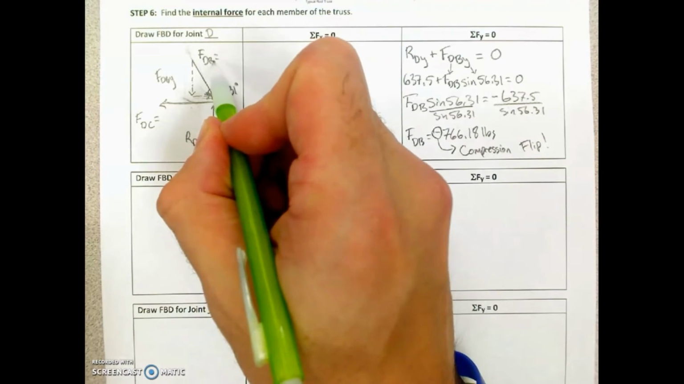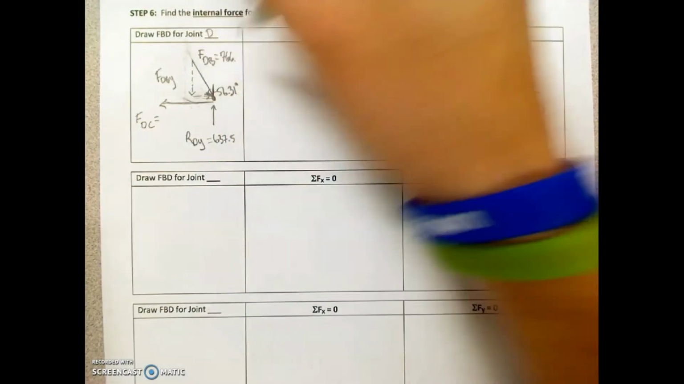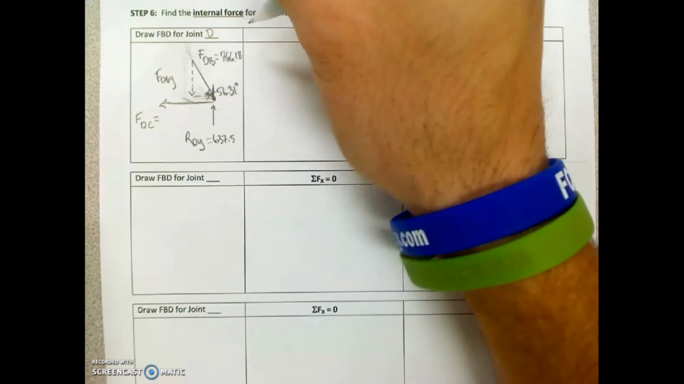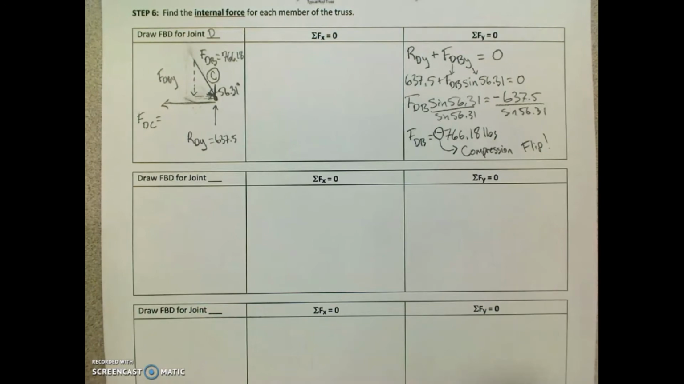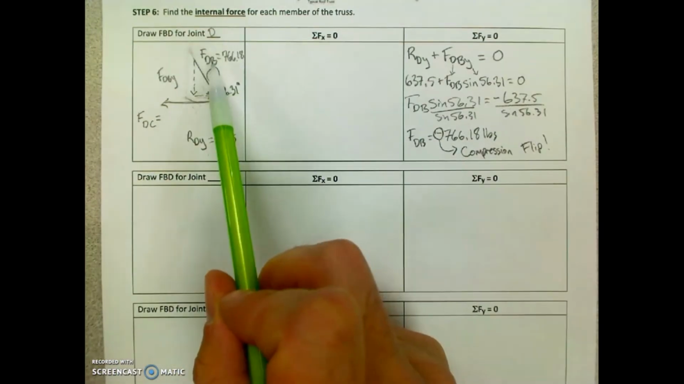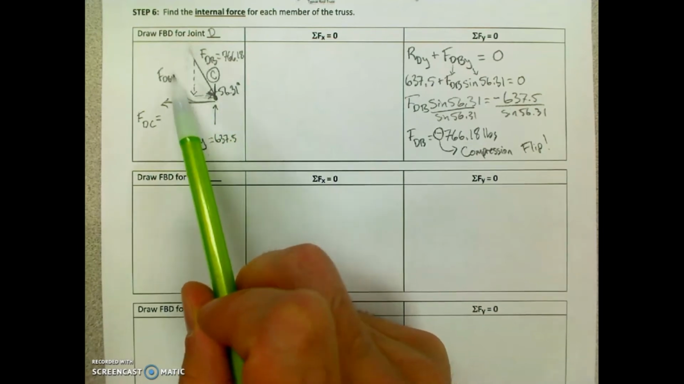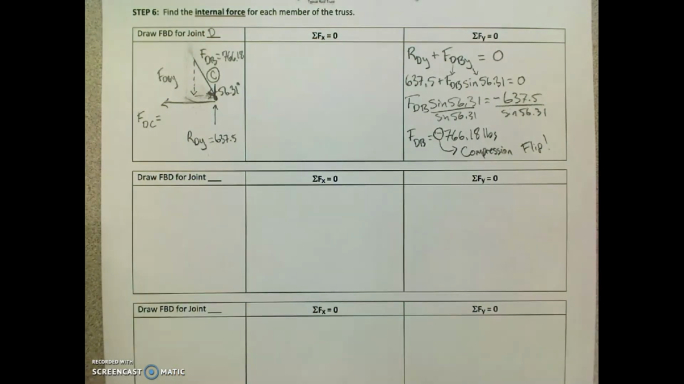Okay, so we found FDB, 766.18, and that is in compression, so maybe I'll just put a little C for later on. All right, hey, that's pretty good. Now, if I look at my force diagram, I've got RDY. I know FDB, which means I can find FDBY and FDBX. Let's find FDC and keep moving from there.